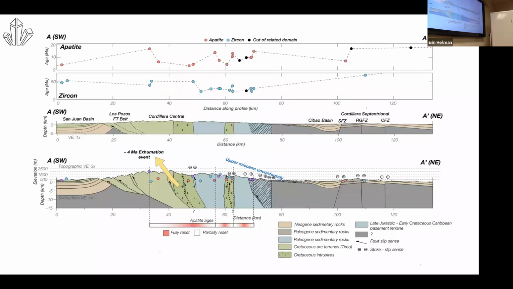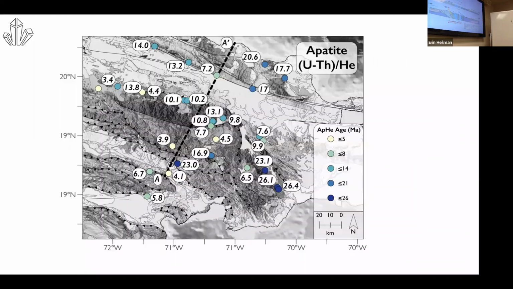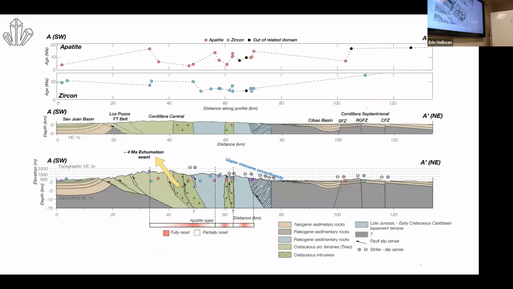So what we can do is take those apatite and zircon ages and plot them across a profile shown from A to A prime. And if we do that, we can interpret the ages from this space. So in the apatite, we see these dips in ages, which are going to be important. And in the zircon, we see that rapid drop in ages that I mentioned, likely across some fault.